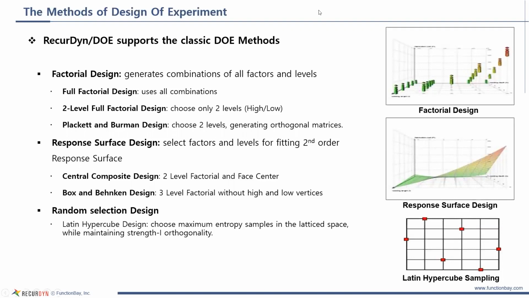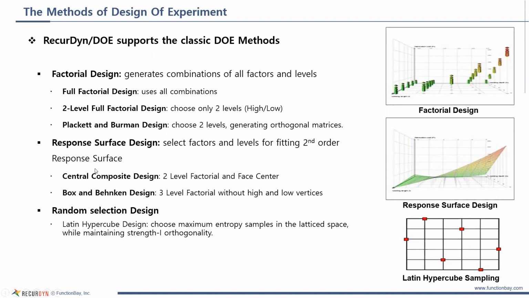So as I mentioned before, what's now available are some different methods for setting up the number of trials that are going to be run. What's still included is the factorial design. That includes the full factorial design, which will use all the combinations of the factors and levels. There's also a 2-level full factorial design where you're only choosing the high and low values for each variable.